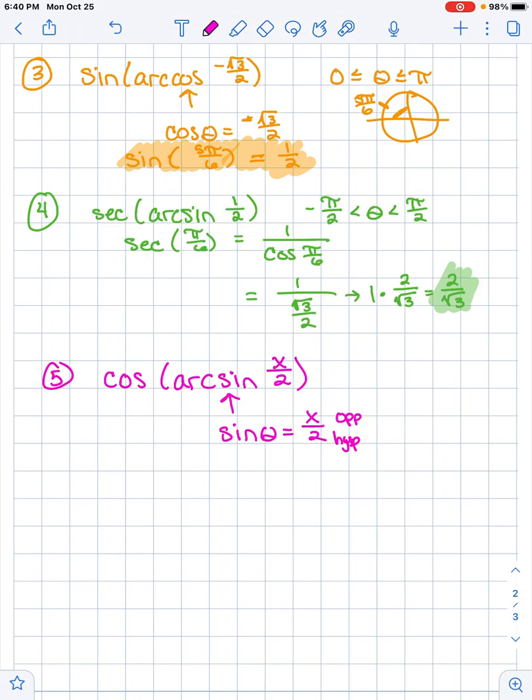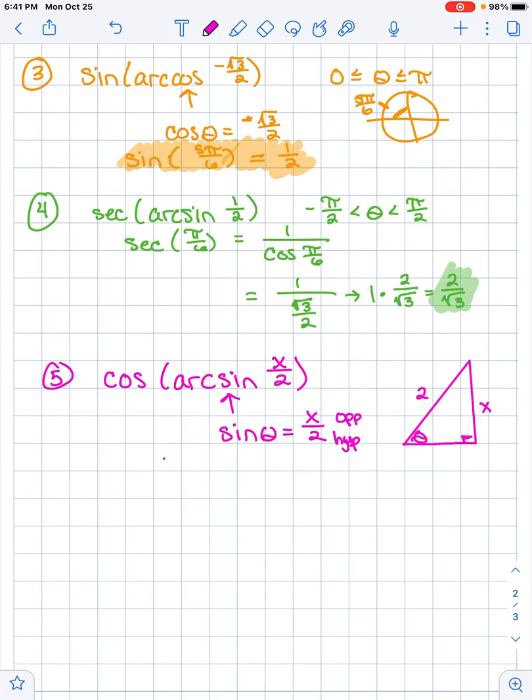And I know that sine is a ratio from a right triangle. So if I draw in a right triangle, because that's where sine comes from, the opposite and hypotenuse of a right triangle. I always draw my right triangles this way. You can do whatever you want. I always put my angle there in the bottom left. And I know from that angle, the opposite side is x. The hypotenuse is 2.